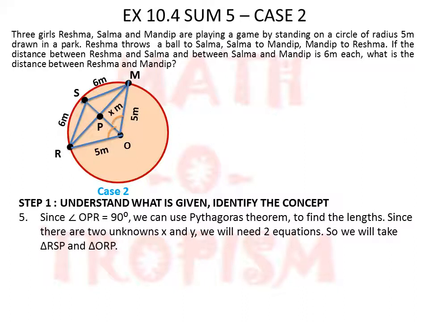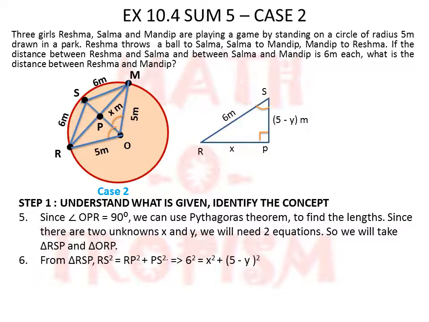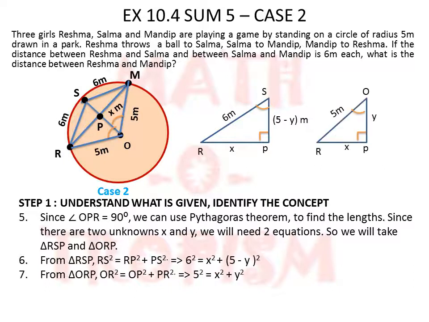So when I am taking triangles OPR and SPR, we will write by Pythagoras theorem, RS square is equal to RP square plus PS square. So that comes to 6 square is x square plus (5 minus y) square. Here because it is coming in between, the total is 5, so 5 minus y will give me the balance SP. Similarly from ORP, 5 square is equal to x square plus y square.